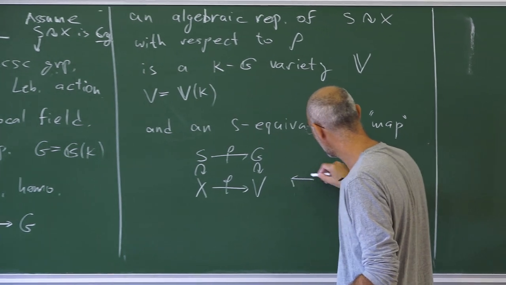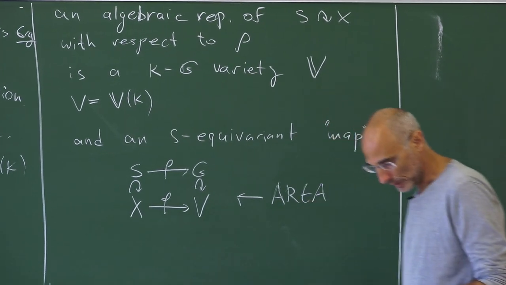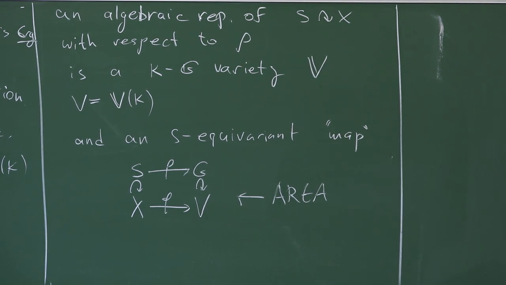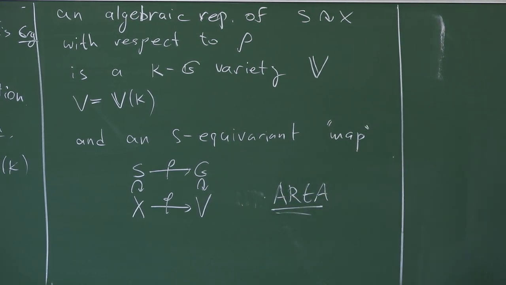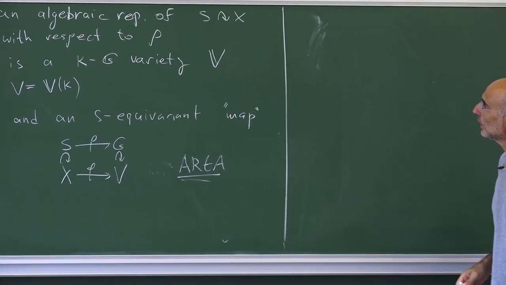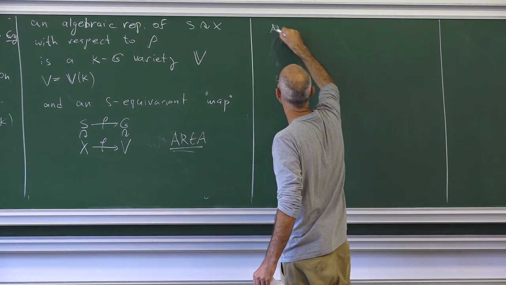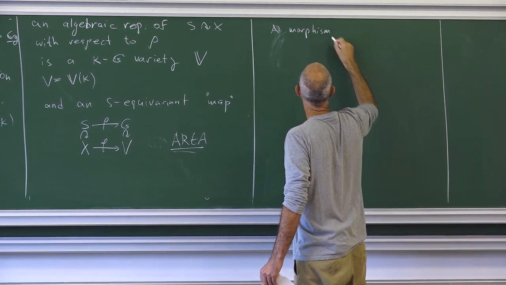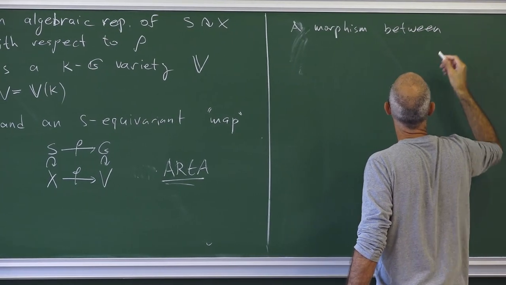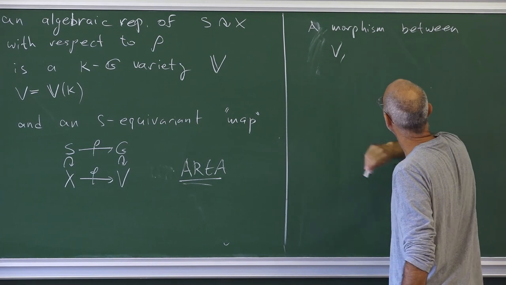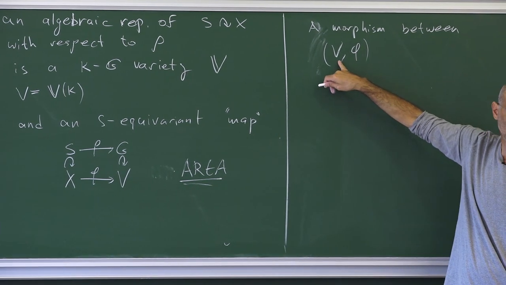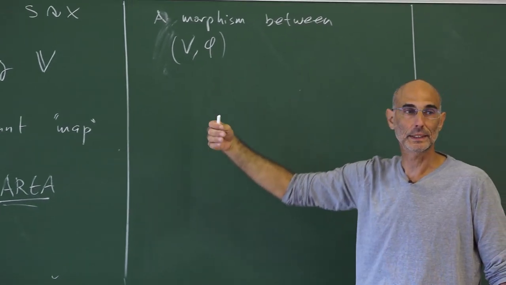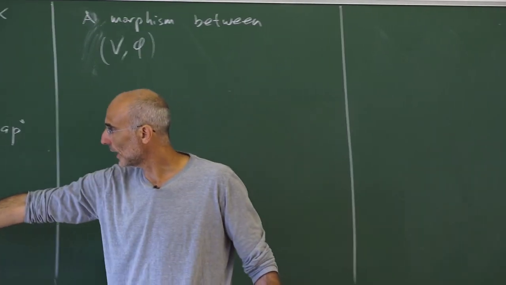So this is what I abbreviate sometimes as an area. This is not part of the diagram. So this is the basic object, and having this object, I want morphisms in the category of areas. In fact, you realize that the area is really a pair, V, I should have written here boldface V, and of course implicitly there is the data of the G action on it, and the map phi.